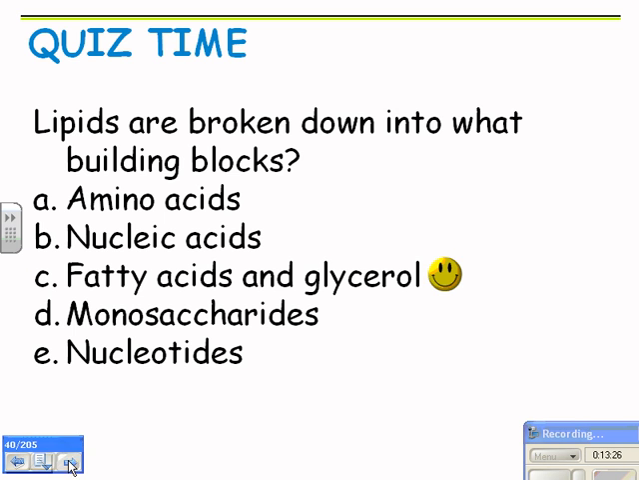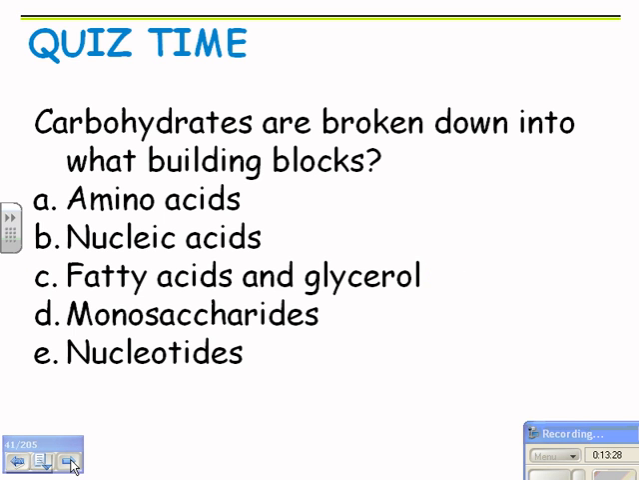Fatty acids. Fatty acids and glycerol, good. Carbohydrates are broken into what building block? Amino acids? Nope, that's proteins. Nucleic acids? That's nucleic acids, DNA, RNA.